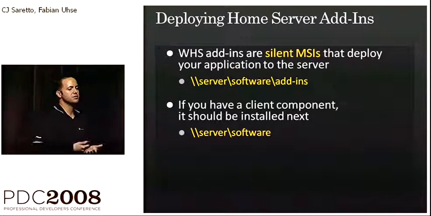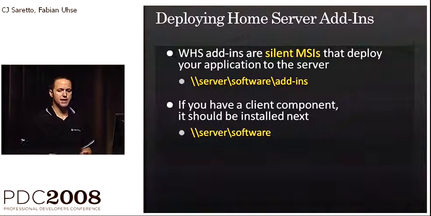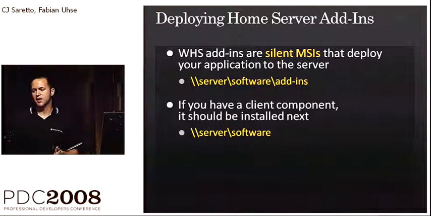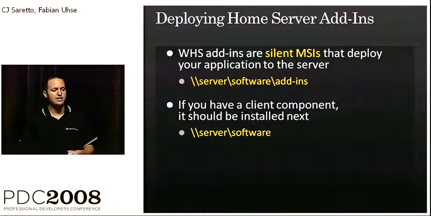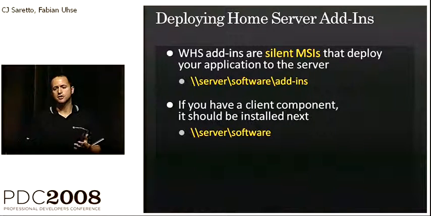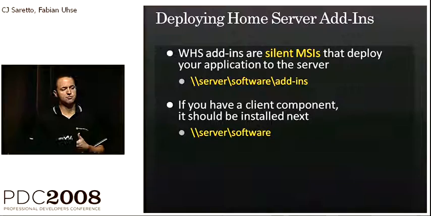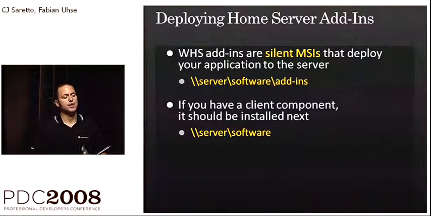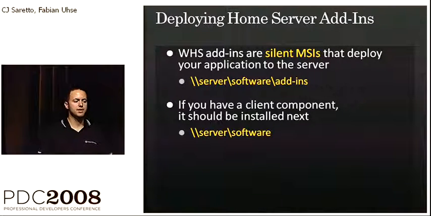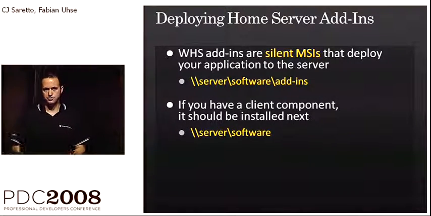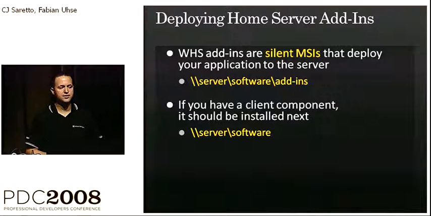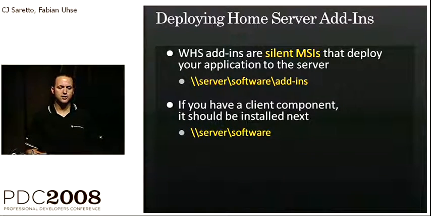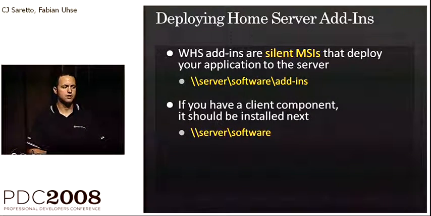And finally, I want to mention a little bit about deploying a home server add-in. If you decide to actually build an add-in for home server, you need to package that up so that the user can install it. To do that, you need to create a silent MSI. You need to include all of the services that you have for your add-in as well as the administration UI in that MSI. And then you need to instruct your users to place that MSI in the server software add-ins folder on their server. And then your users can manually install that add-in through the home server console UI.